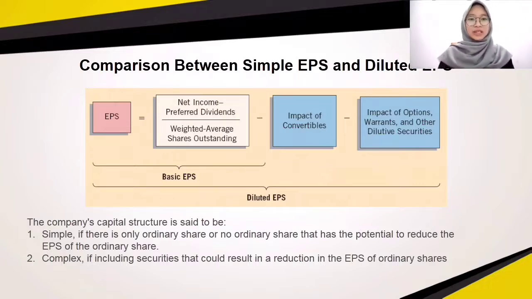And the company's capital structure is said to be simple if there are only ordinary shares, or no securities that have the potential to reduce the earnings per share of ordinary shares. And the company's capital structure is said to be complex if it includes securities that could result in a reduction in the earnings per share of ordinary shares.